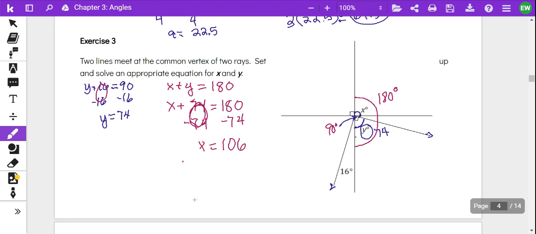Okay, so now you should be able to go in and do some Delta Math practice and also look at some of our task cards and do some practice in your notebook there.